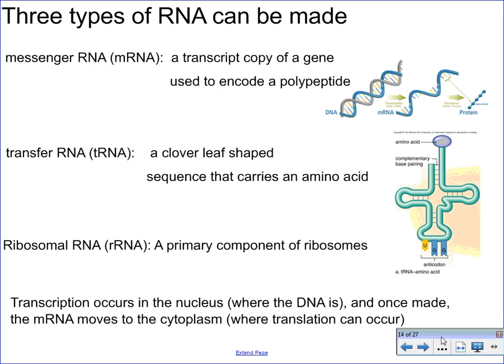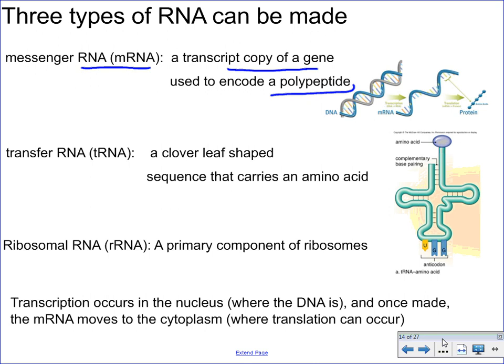Before we talk about the process of translation, we need to talk about the three types of RNA that can be made. So the first type is messenger RNA, or mRNA, and this is the RNA that we assume has been made, or the RNA that is being made through transcription. So it is basically a transcript copy of the gene used to encode a polypeptide. So that mRNA sequence will contain the code for a protein.